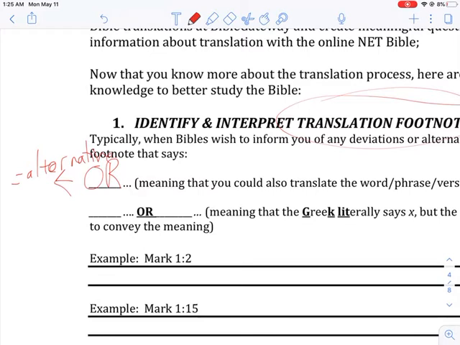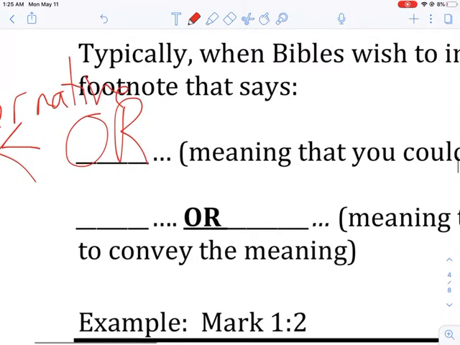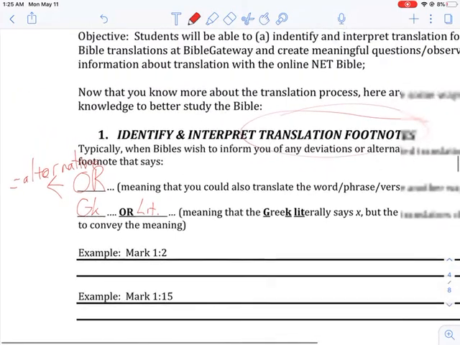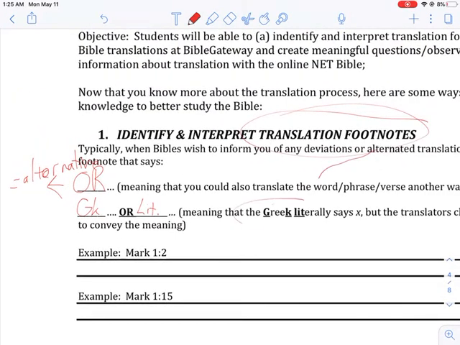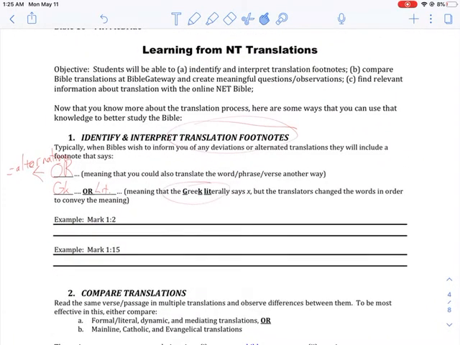The other type of footnote is a literal footnote, and that can be marked as either saying GK for Greek or LIT for literal. The translators will acknowledge that they changed the words of the Bible, and they put these footnotes in here because they want you to know they had to make a decision, and here's what they did. Let's look at two examples now, Mark 1:2 and Mark 1:15.